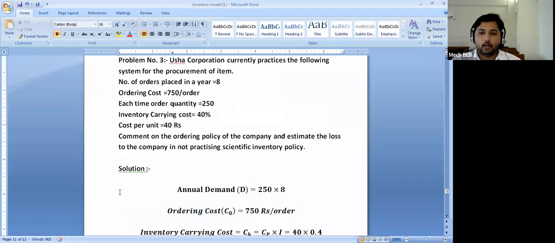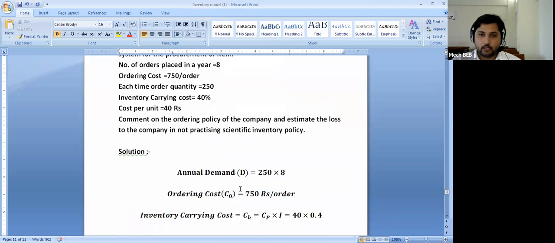First of all, we need to calculate the annual demand. To calculate it, we know the order quantity is 250, and the number of orders per annum is 8. So 250 multiplied by 8 will be your annual demand. So D equals 250 multiplied by 8. Then the second thing, we have the ordering cost. The ordering cost is given and it is equal to 750.